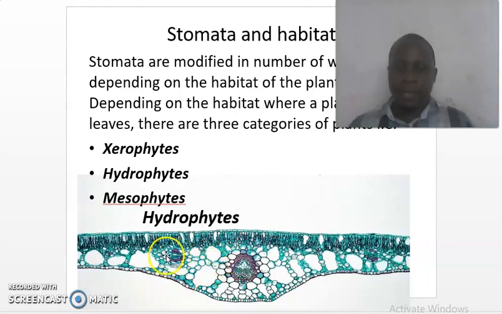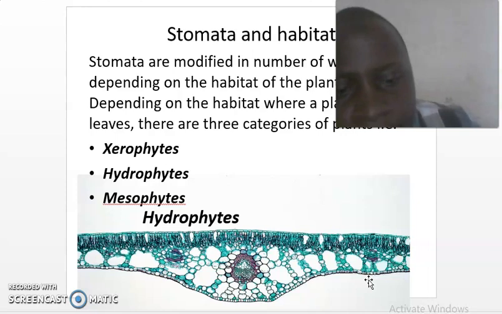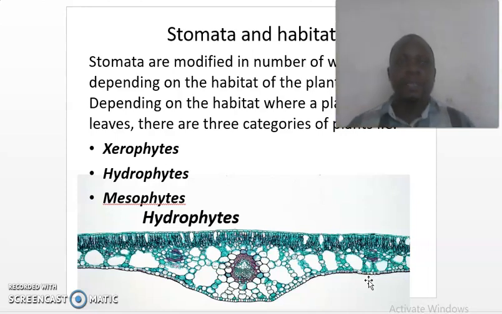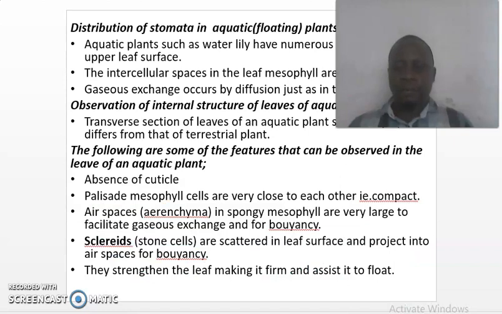Okay? And there are some stone cells. Are you able to see them here? Some stone cells which have two main functions: one, they strengthen the cell, making it stiff, and also for buoyancy. So this is how the leaf of hydrophytes is modified and how the stomata are distributed depending on that environment. Good. Now we are good to go to the next.